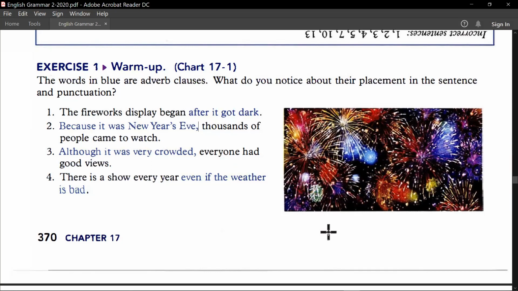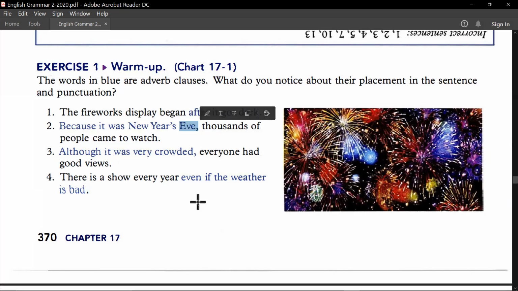Read it in natural English. The fireworks display began after it got dark. Between began and after, we don't have a pause. But here: because it was New Year's Eve, comma, thousands of people came to watch. Because it was New Year's Eve, pause, thousands of people came to watch.